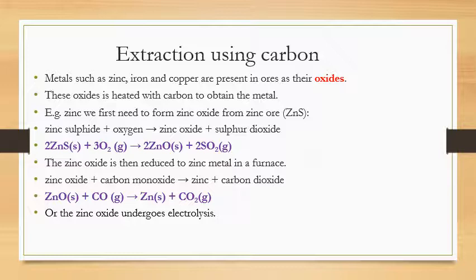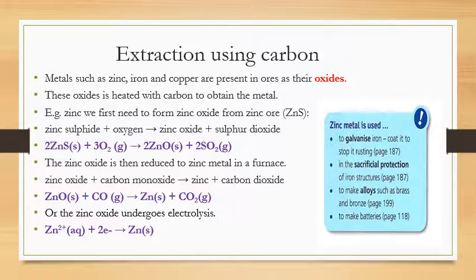Or you can allow zinc to undergo electrolysis, which is a little bit more complex and a little bit more complicated, so it tends to be extracted using carbon. Okay, and we've already looked at that, so that's basically when zinc ions gain electrons, so they're reduced down to zinc metal. Okay, and of course zinc metal is used to galvanize iron, which we've looked at previously. It's used in sacrificial protection as well, combined with copper especially to make alloys, and also to make batteries. So that's the uses of the zinc metal.